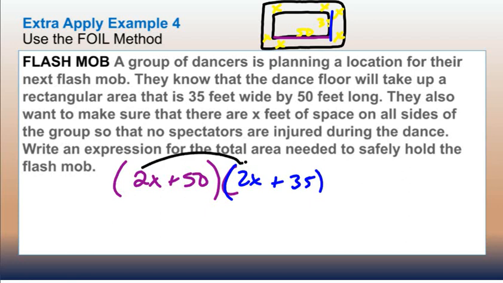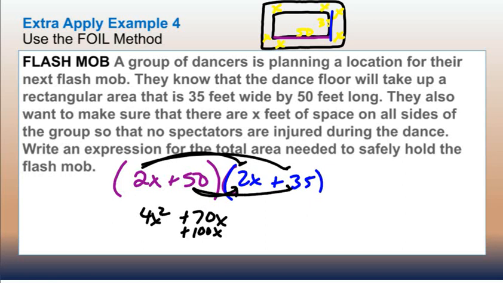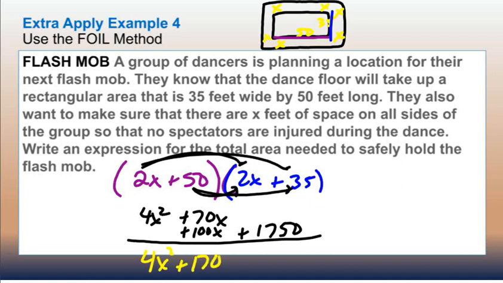Now I can FOIL it. I get 4X squared plus 70X plus 100X plus 50 times 35, which gives us 1,750. Add straight down and we get 4X squared plus 170X plus 1,750.